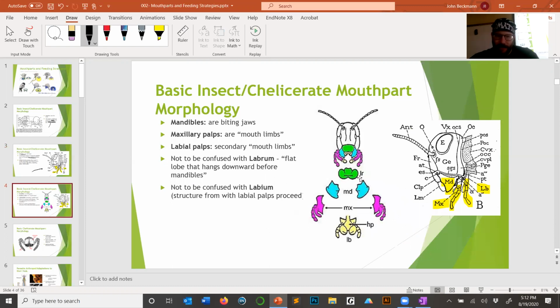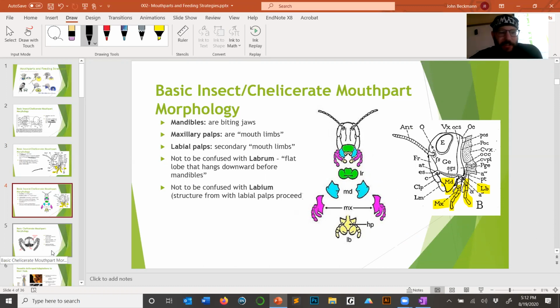Let's see if there's anything I missed. Here I have some slides where they're color coordinated. You can see they split it apart. If you just Google insect mouth parts, these are famous illustrations. You'll find a whole bunch. But you get the basic pattern.